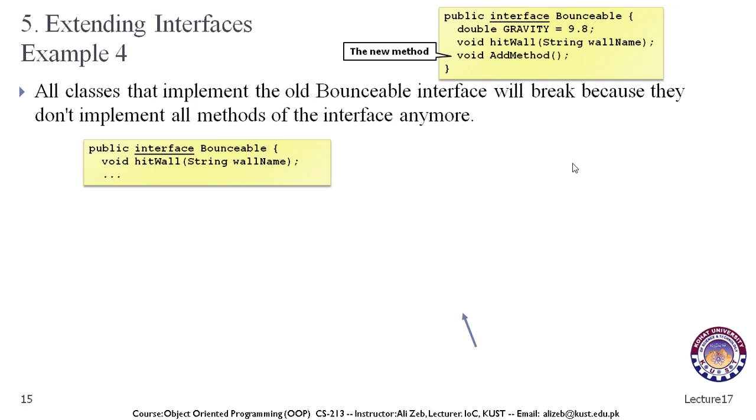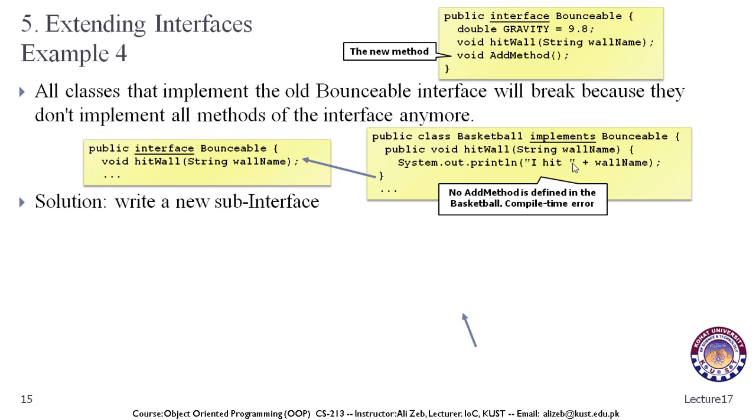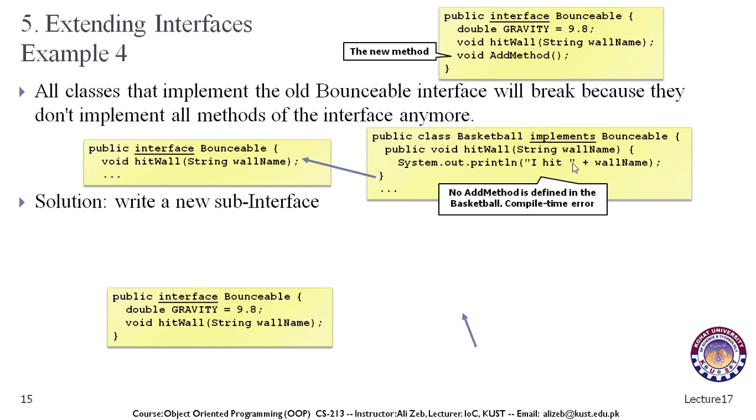So we have public interface bounceable, from our earlier example, and now we have added a new add method to it. Public class basketball implements bounceable. If no add method is defined in the basketball class, it will have a compile time error because now it needs to have the add method. Solution: write a new subinterface.